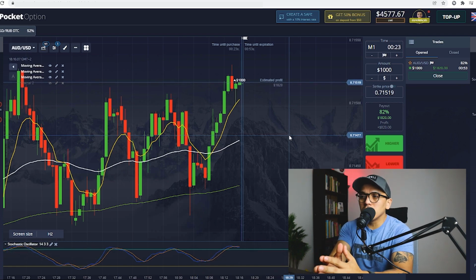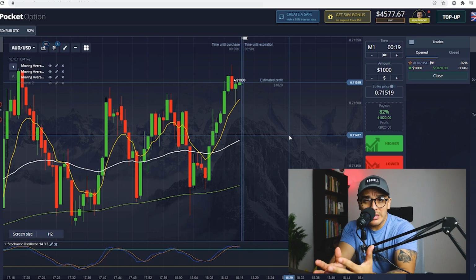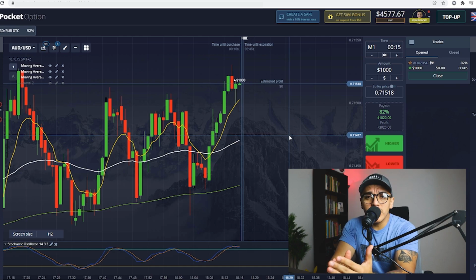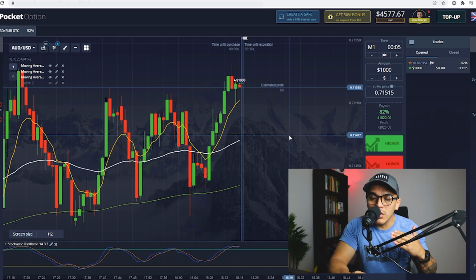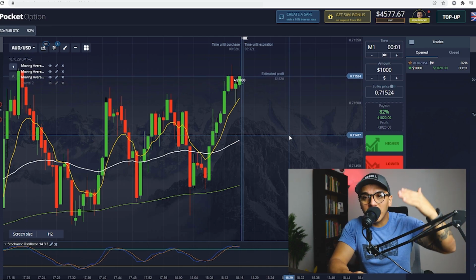What are going to be the rules? The rules are so simple. We are going to trade only following the trend. The 200 moving average is going to tell us what type of trend we have. If the 200 moving average is below the chart, we have an uptrend, and if the 200 moving average is above the chart, we have a downtrend.